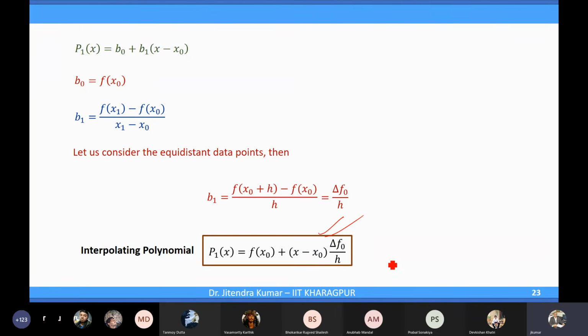We need to remember that this is our interpolating polynomial of degree 1. f(x0) is given, x minus x0, everything is given, and delta f0 we will get from the table directly, divided by h. Our equation of the straight line is ready. Is that clear? Yes, sir. It is only a different format. This is the equation of the line only, but we have written it in this format, and we will generalize this now.